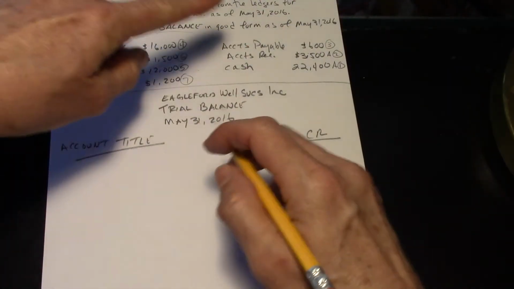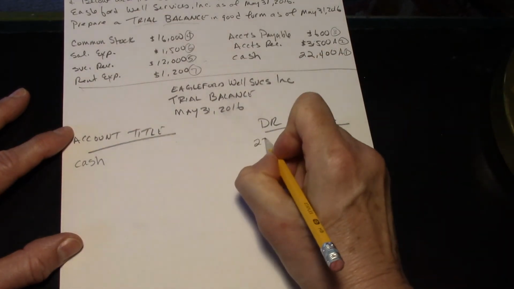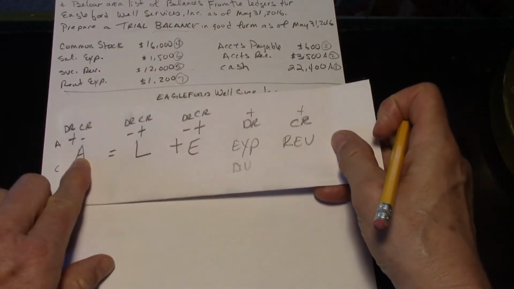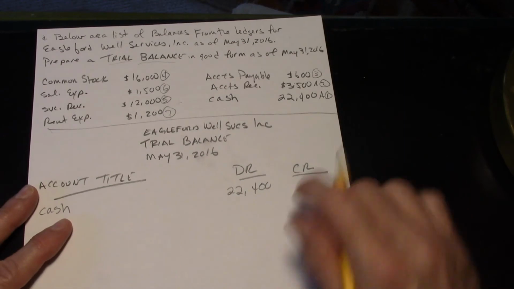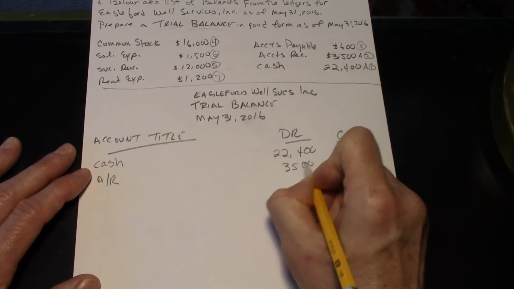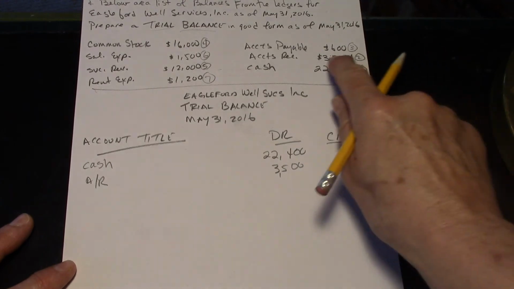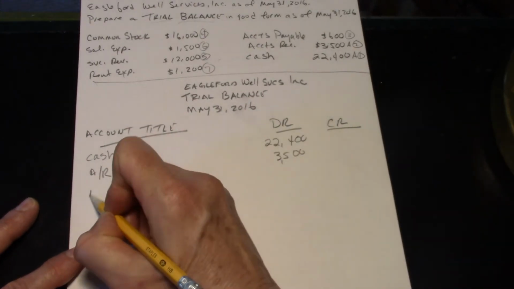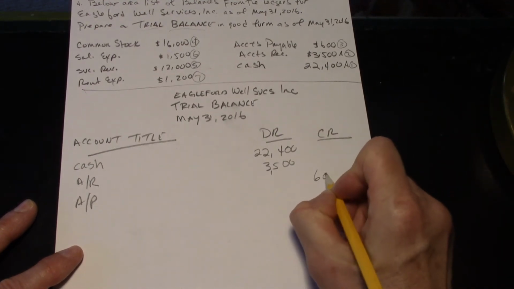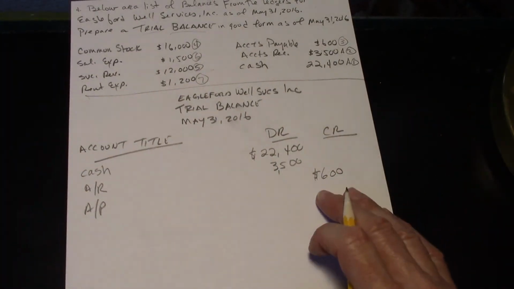So the first thing is going to be cash, and it's $22,400. I'm putting it on the debit side because that's what increases cash. And of course, accounts receivable, $3,500. It's a debit because that's what increases accounts receivable. The next thing is accounts payable. Accounts payable. That's going to be a credit because that's what increases accounts payable.